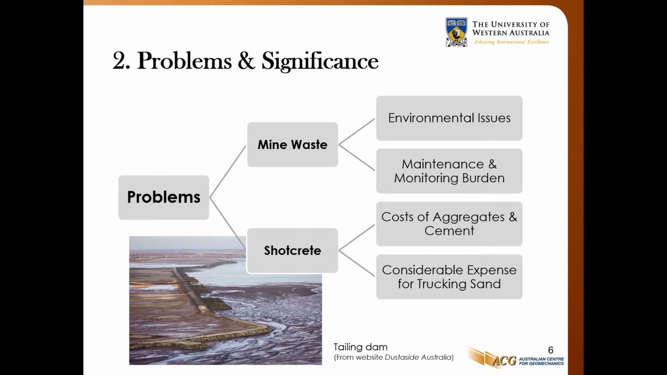And on the other hand, Shotcrete is widely used in the underground support. So among all the ingredients of the Shotcrete, the aggregates account for the largest proportion of the Shotcrete mix, while the cement accounts for a smaller proportion but costs most. So it is important if we could reduce the cost of the aggregates and the cement.